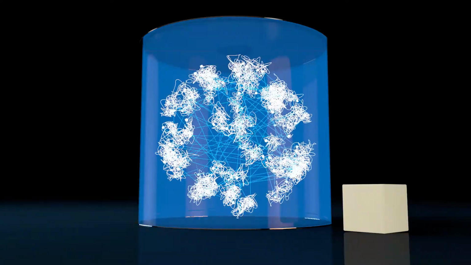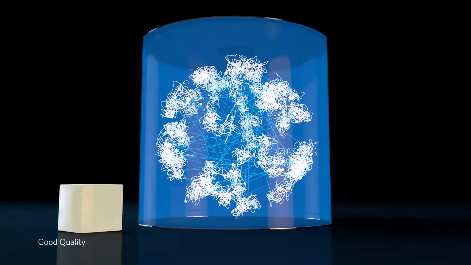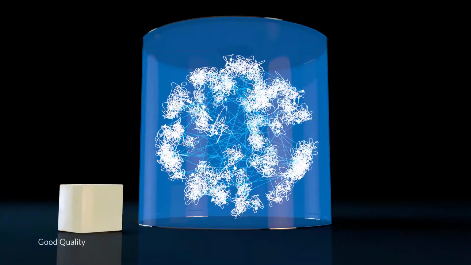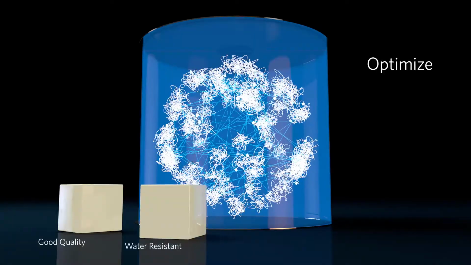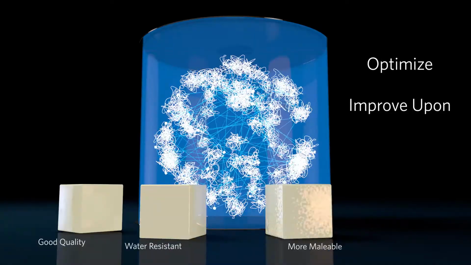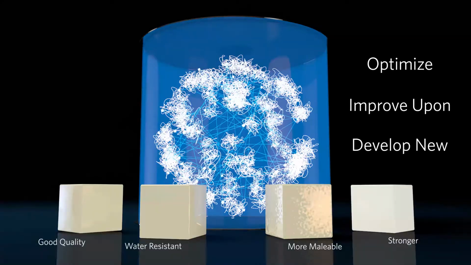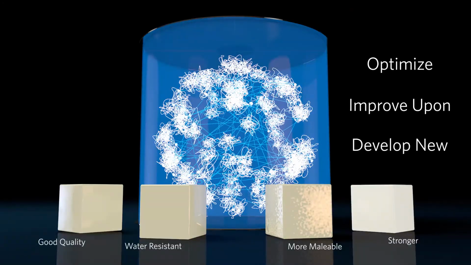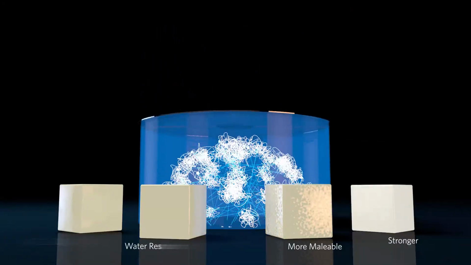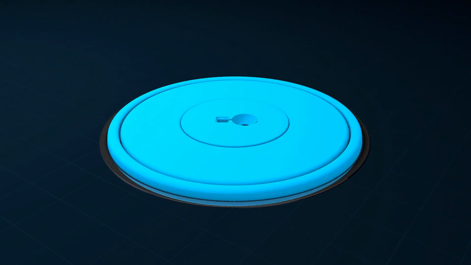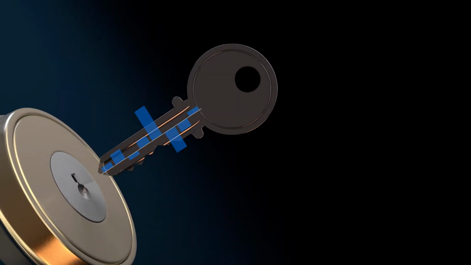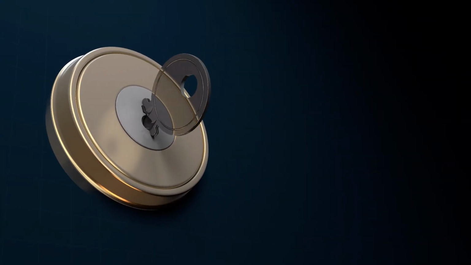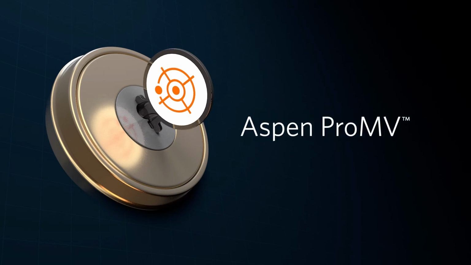And because AspenProMV has extensive capabilities that can uncover and optimize varying data patterns, it can assist with R&D, improve upon existing products, or assist with the development of new products with potential to increase market share and revenue. Attain higher product quality, yield, and less time to produce when you unlock the full potential of your manufacturing process with AspenProMV.